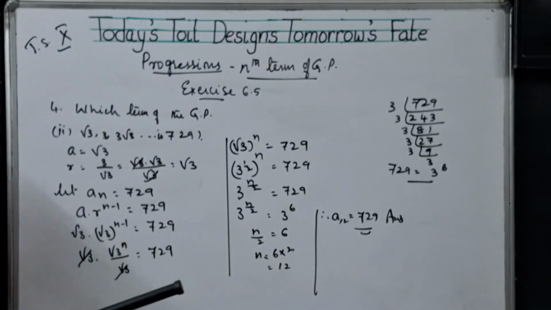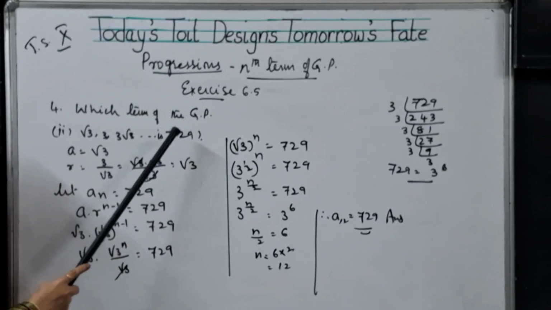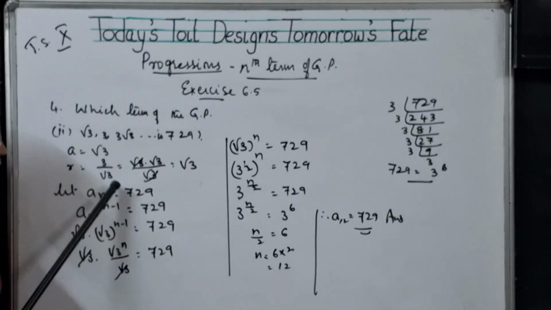Once again, see, root 3, 3, 3 root 3, and so on is a GP, and which term is 729? A is root 3, R is 3 by root 3.